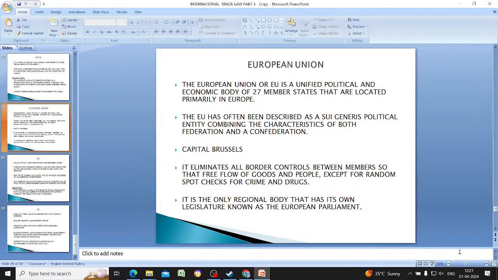And it is the only regional body that has its own legislature known as the European Parliament. So they have a specific legislature known as what? The European Parliament. They have a special law-making body which is called the European Parliament.